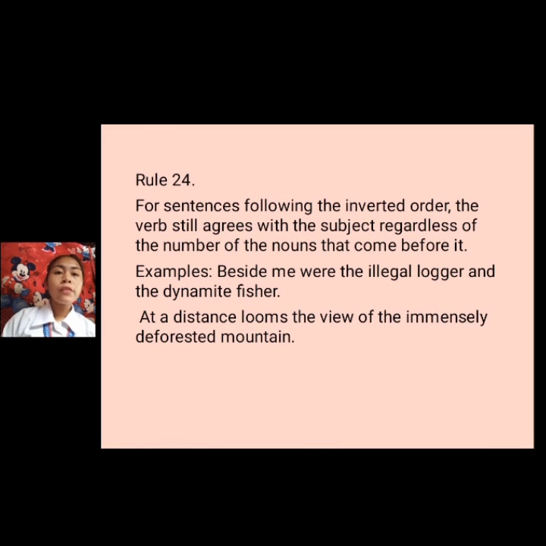Rule number 24. For sentences following the inverted order, the verb still agrees with the subject regardless of the number of the nouns that come before it. Examples: Beside me were the illegal logger and the dynamite fisher. Second example is, at a distance looms the view of the immensely dispersed mountain.